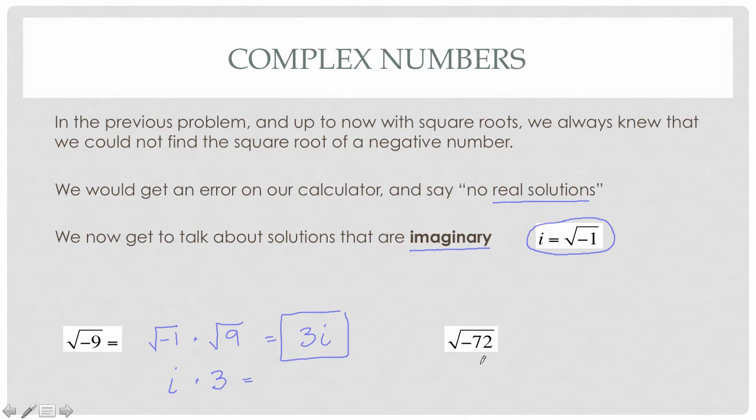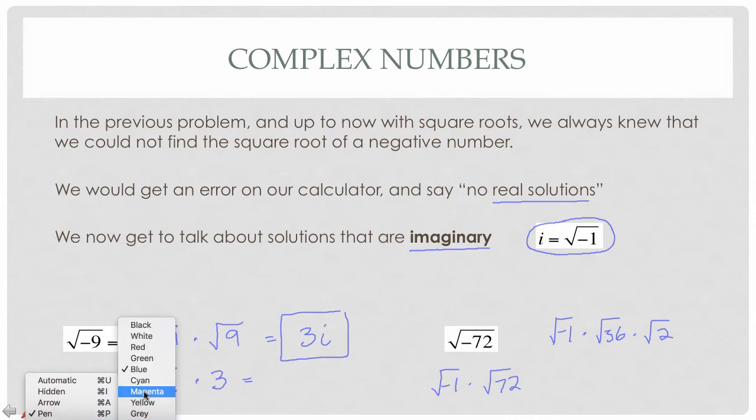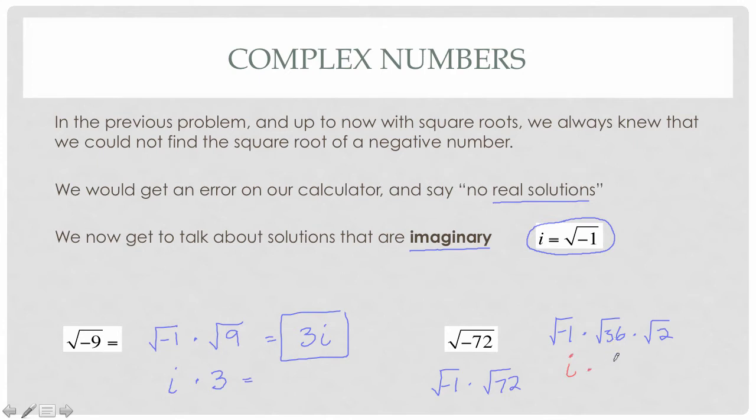The square root of -72. Well, that's the square root of -1 times the square root of 72. The square root of 72 I can now work with and simplify. 36 times 2. So I could rewrite that as the square root of -1 times the square root of 36 times the square root of 2. And then I see really quickly there, if I keep simplifying it, the square root of -1 is just i. The square root of 36 is 6 times the square root of 2. And so that equals 6i times the square root of 2. And it is also an imaginary number.